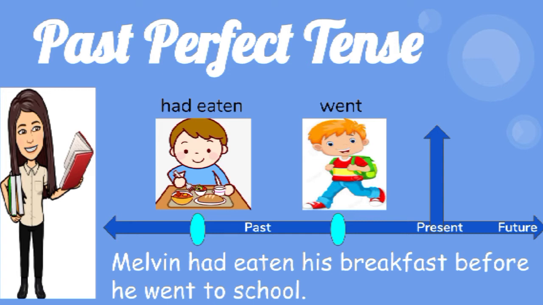So in this diagram, the first action that happened is when Melvin had eaten his breakfast. And then the second action is he went to school. Both actions happened in the past.